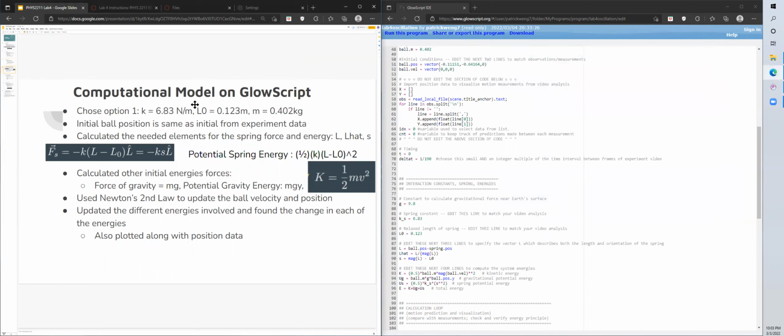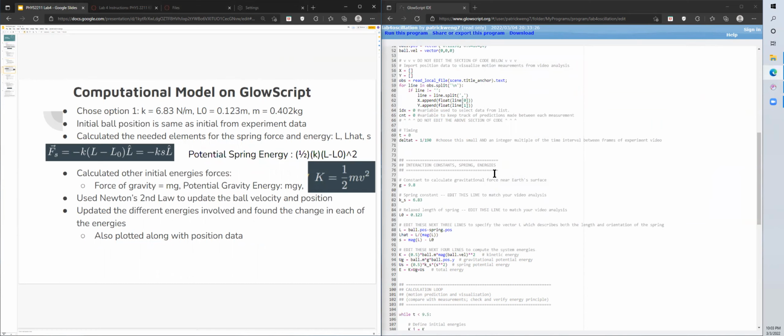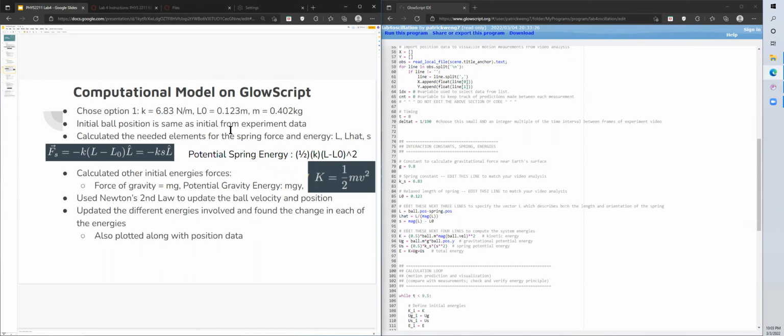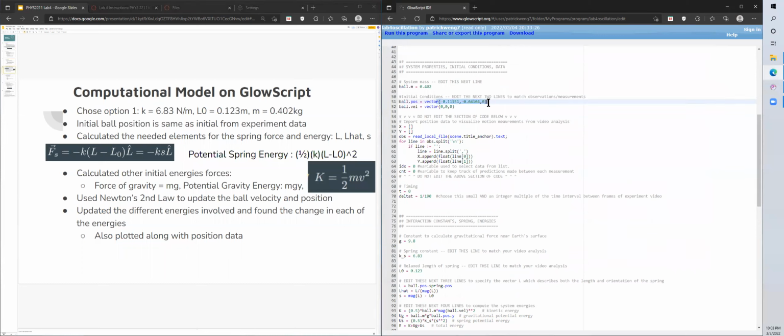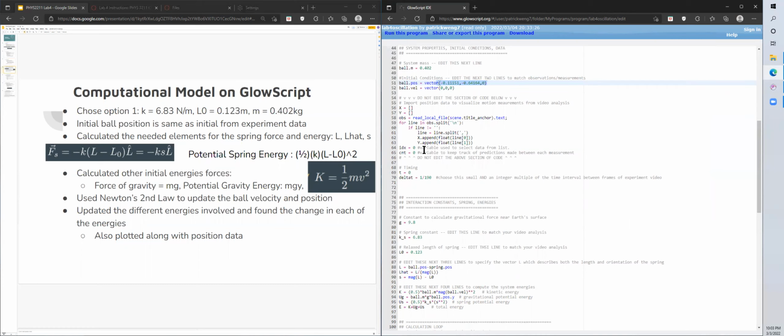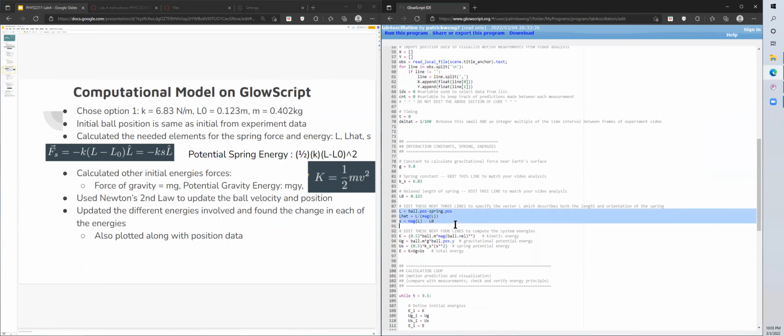I chose option 1 personally to use that pre-made video, which came with a k for the spring constant of 6.83 newtons per meter, L naught of 0.123 meters, and a mass of 0.402 kilograms. The initial ball position is the same as the initial position in the experimental data. And I calculated the needed elements for the spring force and energy, which was L hat, and s right here. We needed them for these equations, the spring force, the potential spring energy equation. And then it also calculated the initial energies and forces.